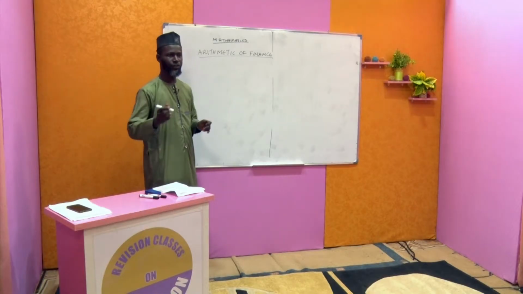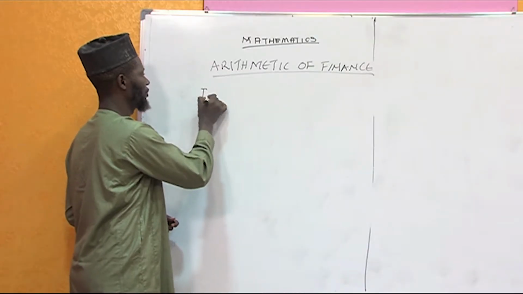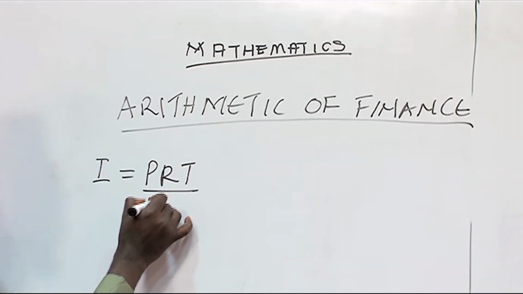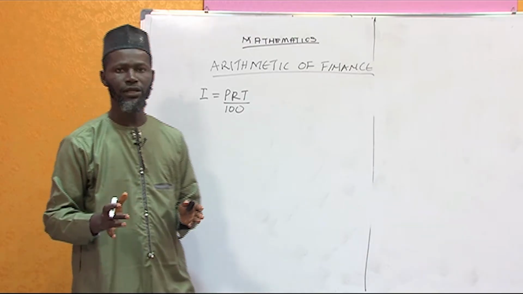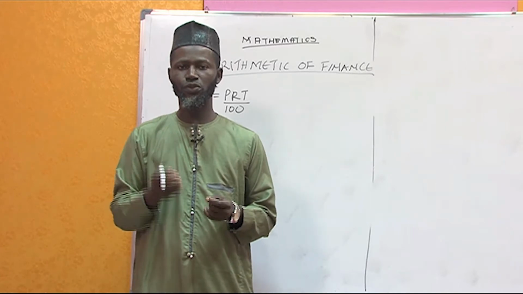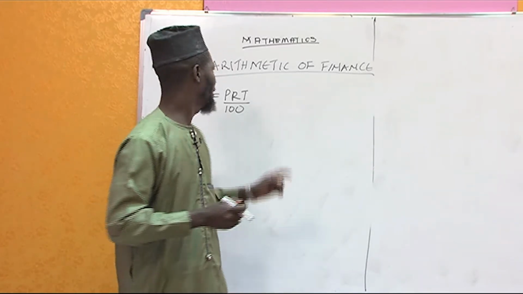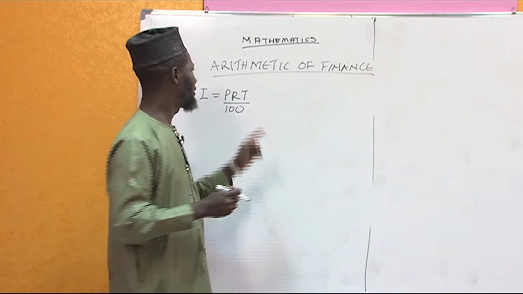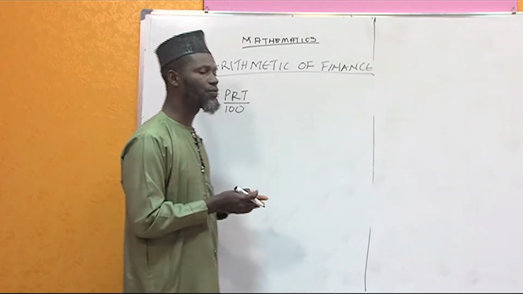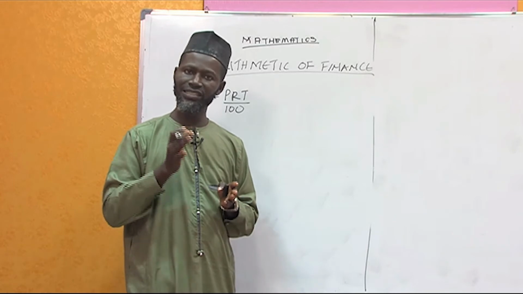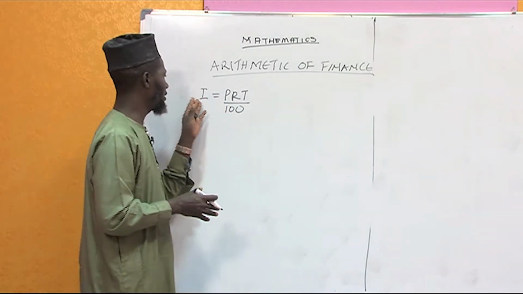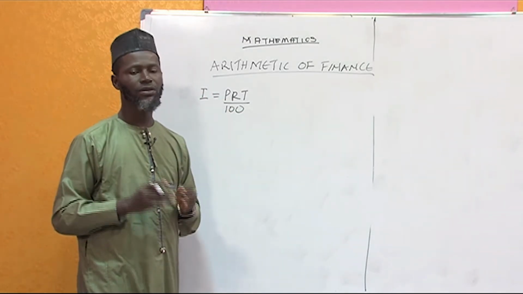When we are talking of simple interest, we have simple interest to be equal to PRT all over 100, whereby P simply means the principal. That simply means the capital, the money that you use for the establishment of your business. Then R simply means rate, and T simply means time. And this time, in this case, is in terms of years. For example, if you are given a month, it must be converted to year. If you are given an hour, it must be converted to year. So we now have our simple interest to be equal to PRT all over 100.